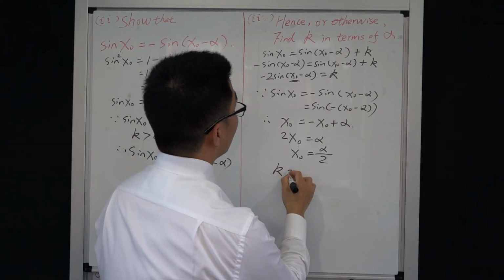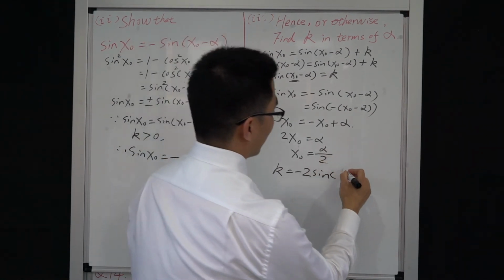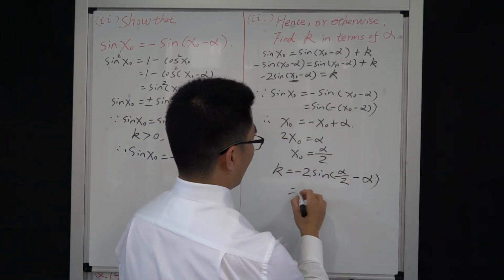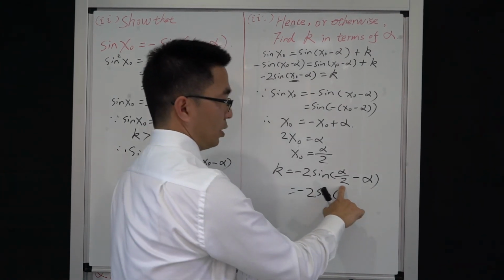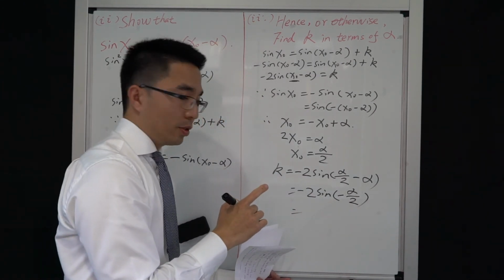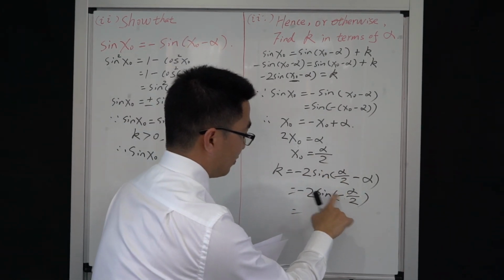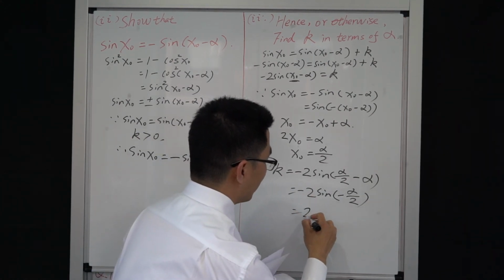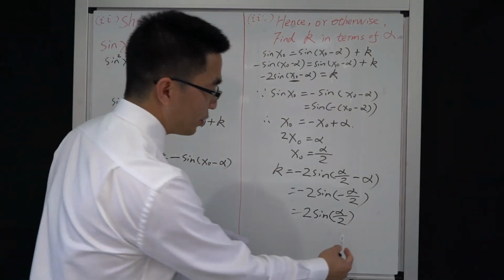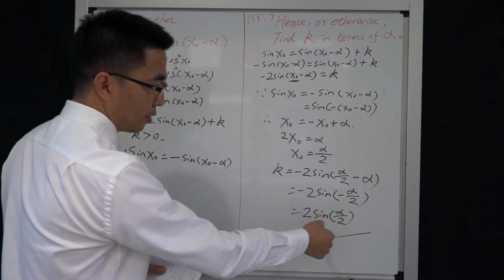Then we can replace x0 with half alpha in this function. We have k equal to negative 2 sine, where x0 will be alpha over 2 and then minus alpha, which becomes negative 2 sine of negative half alpha. And because sine is an odd function, we can bring this negative sign outside the sine function, so negative becomes positive. At the end we have 2 sine (alpha on 2). Eventually we get a function for k in terms of alpha only, so only one variable in the function for k.